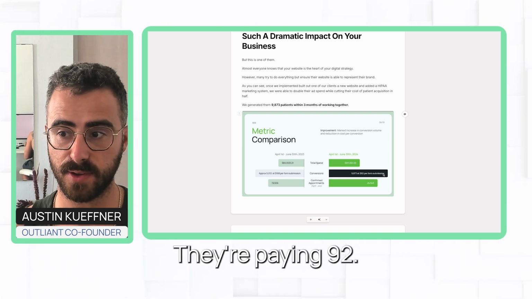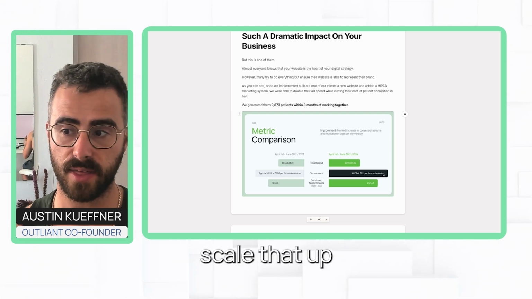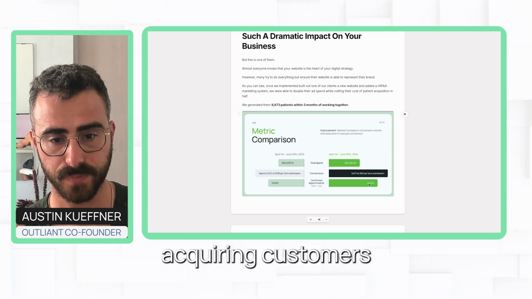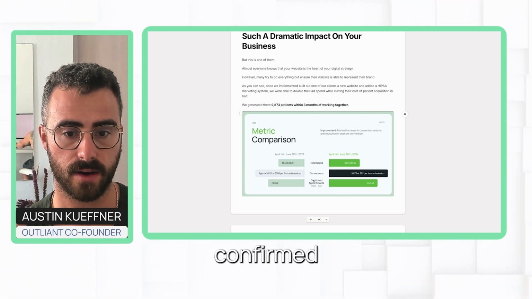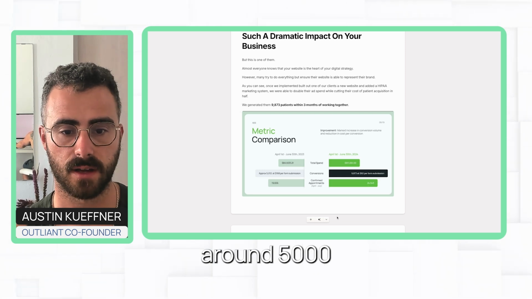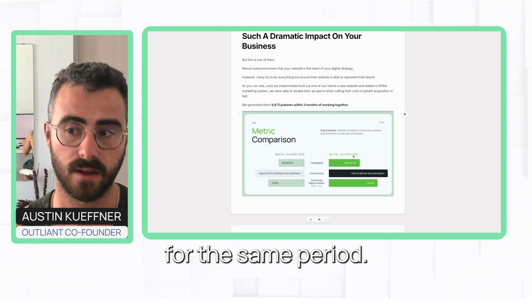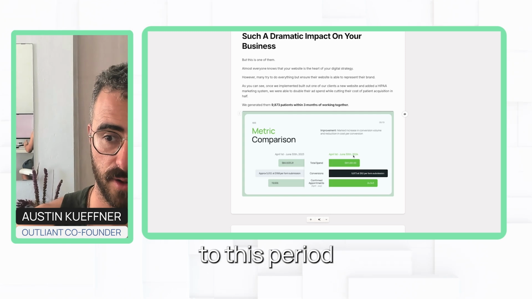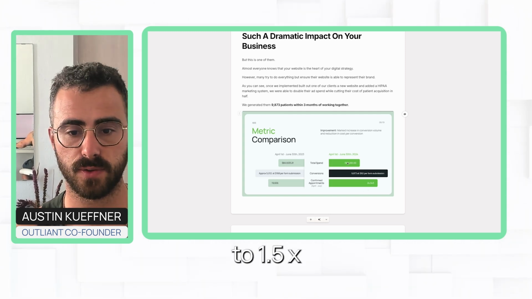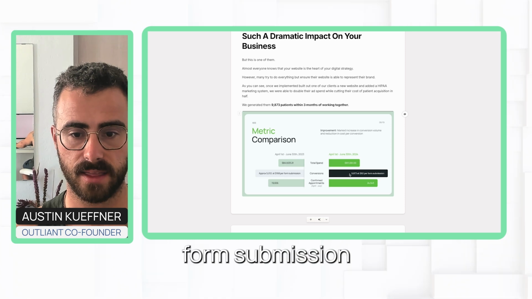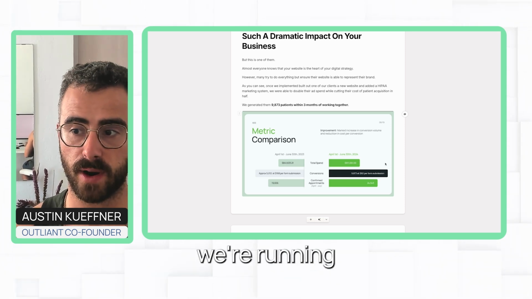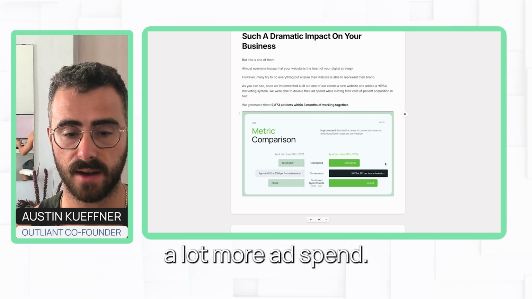They're paying $92. They can essentially scale that up and up and up and continue acquiring customers. And their confirmed appointments shot up by around 5,000 confirmed appointments for the same period. So just even looking to this period next year, I would imagine each of these numbers to 1.5x and the form submission to stay consistent, even though we're running a lot more ads and spending a lot more ad spend.